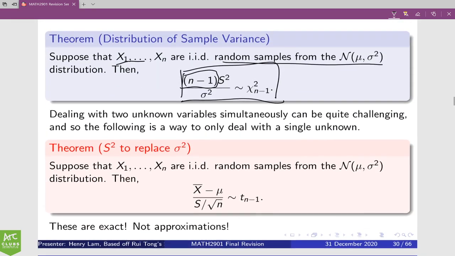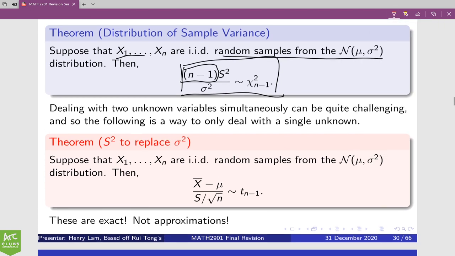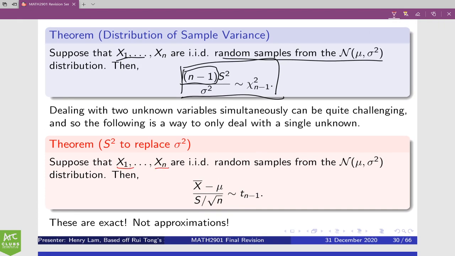Now this is kind of the most important thing out of everything before. If you have a bunch of IID normal random variables, but you don't know the parameters, say the variance is unknown, what you can do is just plug in your sample variance, but the distribution won't be normal. It will be something similar. It will be t, and you have to note that it's going to be n-1 degrees of freedom.